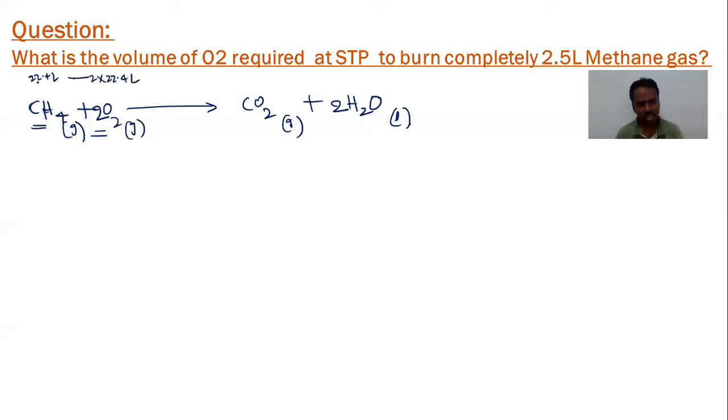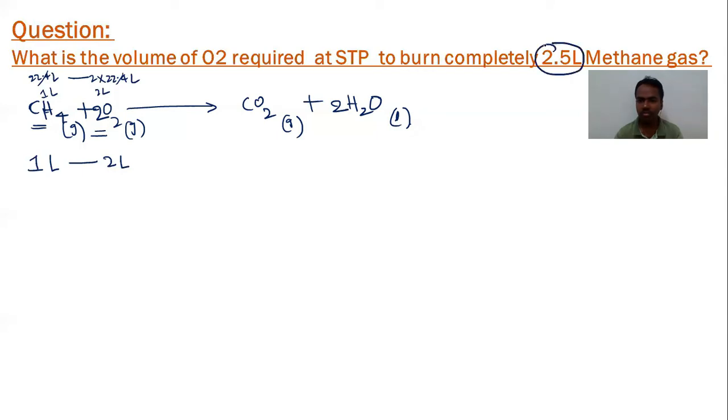So instead of taking these 22.4 on both sides, the 22.4 is common and gets cancelled. Then we can directly write 1 liter and 2 liters. Like that, 1 liter of CH4 can react with 2 liters of O2. 1 liter of CH4 requires 2 liters of O2 for complete combustion. Then what is the question given?